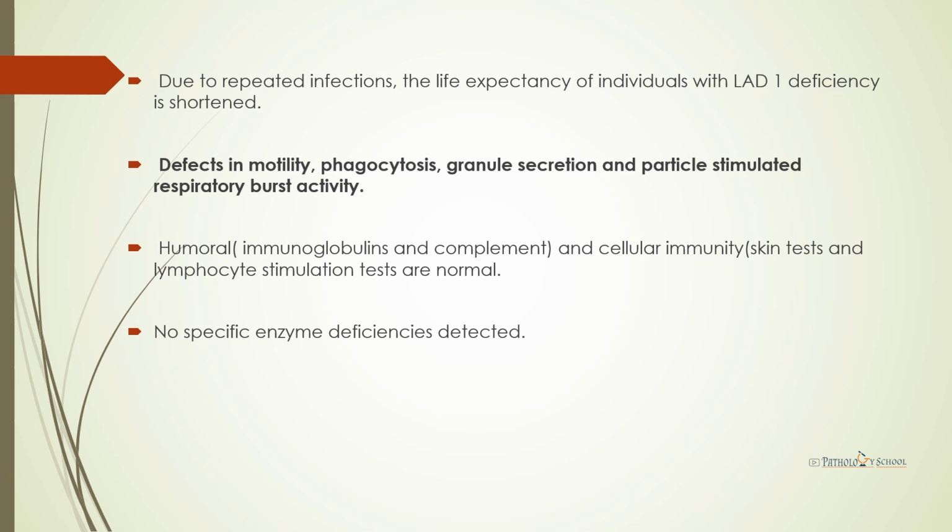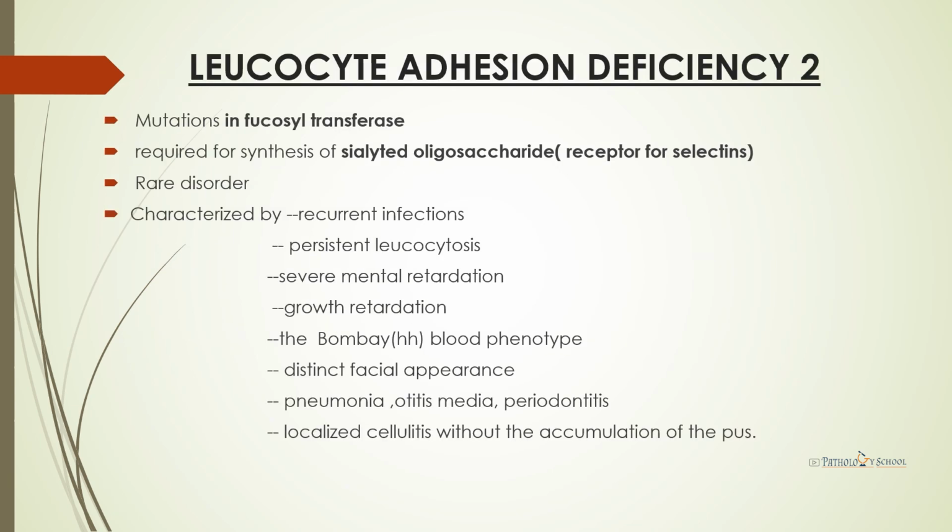Due to repeated infections, the life expectancy of individuals with leukocyte adhesion deficiency 1 is shortened. Defects in motility, phagocytosis, degranulation, and particle-stimulated respiratory burst activity are seen, while humoral and cellular immunity and lymphocyte stimulation tests are normal. No specific enzyme deficiency is detected. In leukocyte adhesion deficiency 2, there are mutations in the fucosyltransferase required for synthesis of sialylated oligosaccharide.